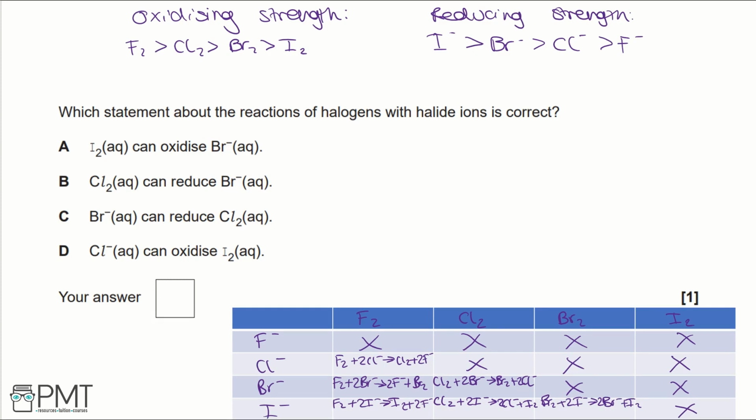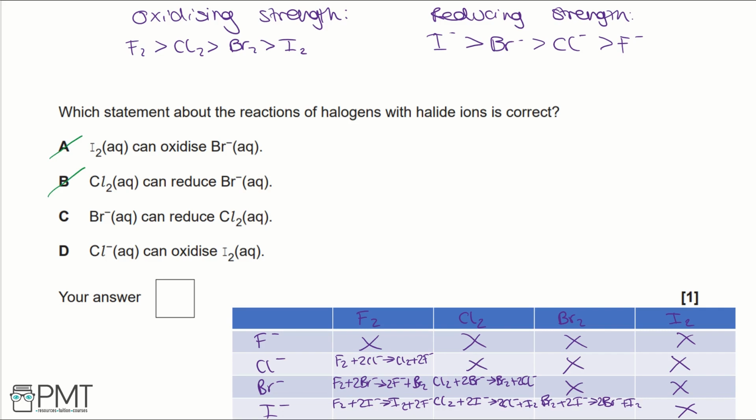Now let's use our table to work out the correct answer. A. Iodine can oxidize bromide ions. We know from this table this cannot happen, so A cannot be our answer. B. Chlorine can reduce bromide ions. Chlorine and bromide ions do have a reaction, but what's happening is that chlorine is oxidizing bromide ions, not reducing them. So B cannot be our answer.